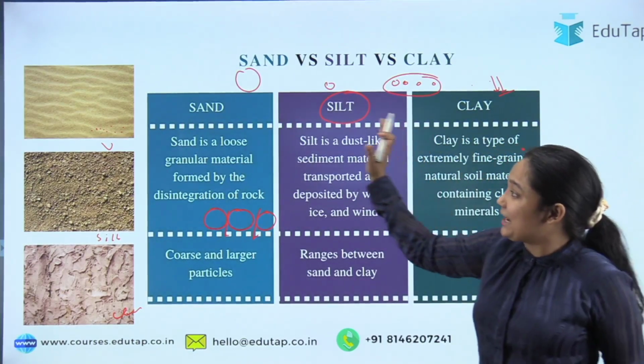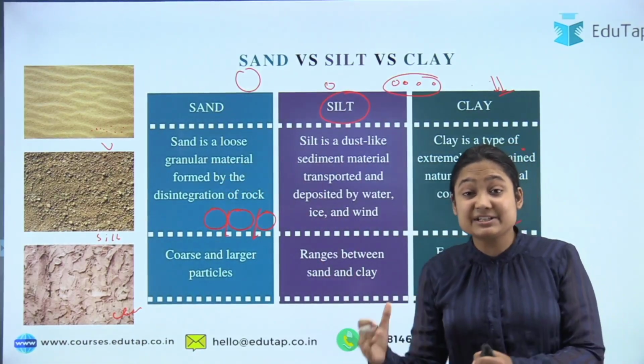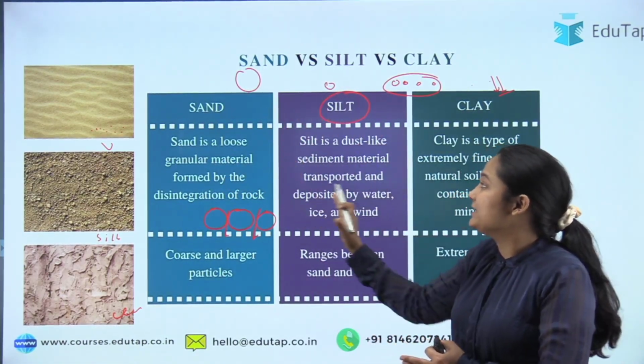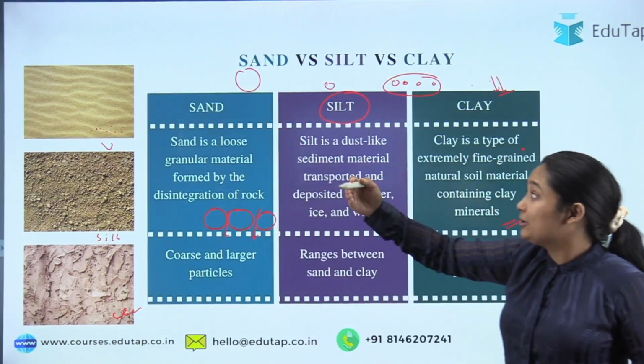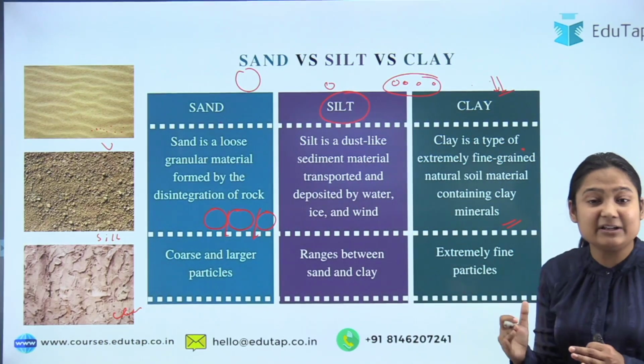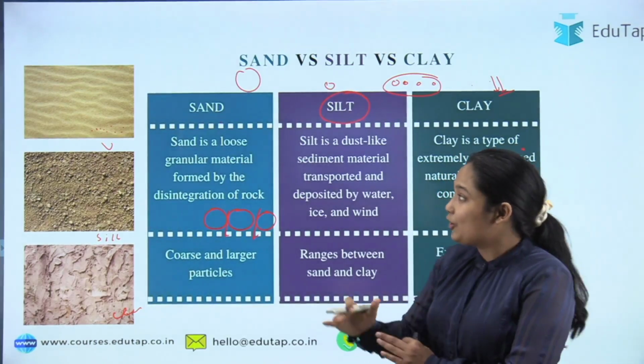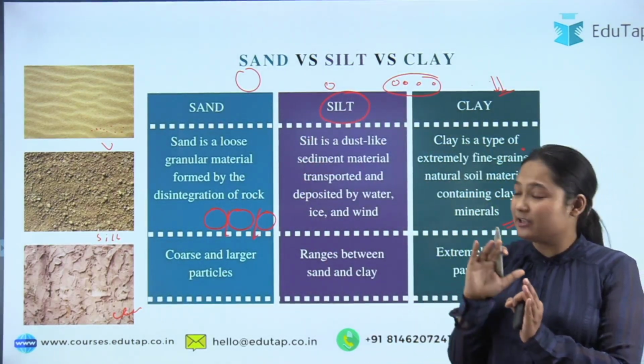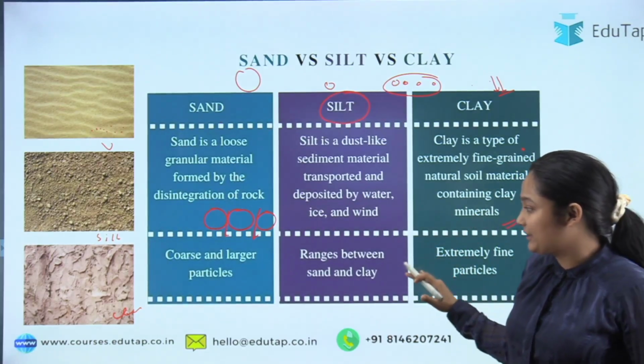Since these are your primary particles, the actual soil is made up of a combination. Some percentage of sand will be there, some percentage of silt, and some percentage of clay will be there in the actual soil. I think that is very clear, not much hard and fast rule to remember here.